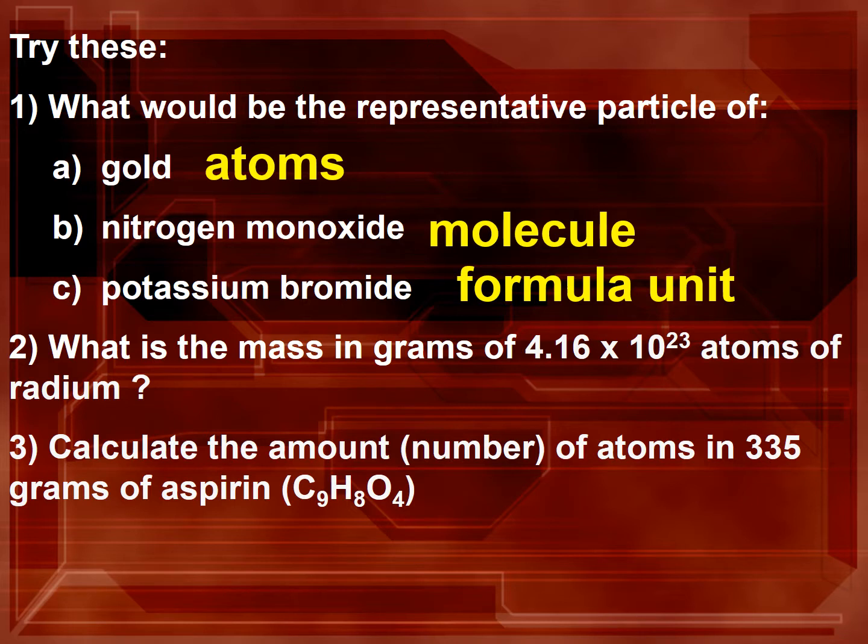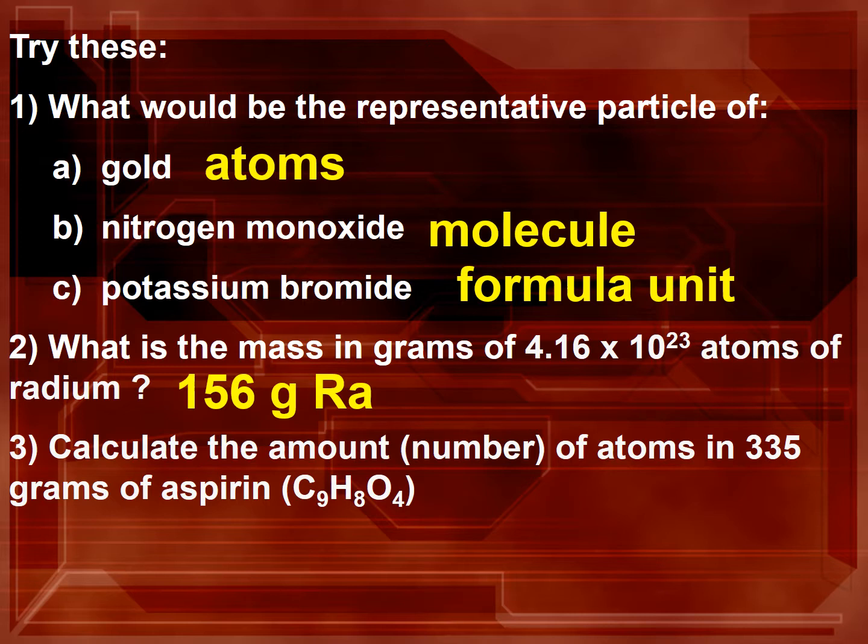On your notes at the bottom, there's a couple of places for you to do these yourself. The question says, what is the mass in grams of 4.16 times 10 to the 23rd atoms of radium? See if you can work this out yourself and then check your answer. Your answer should be 156 grams of radium. Make sure that you set it up correctly and can get this answer. If you don't get this answer, you probably did something wrong.